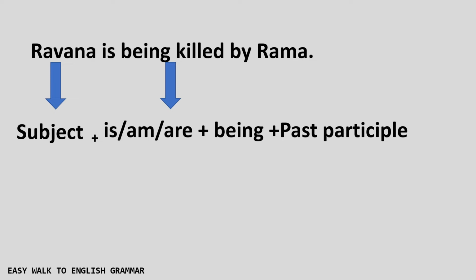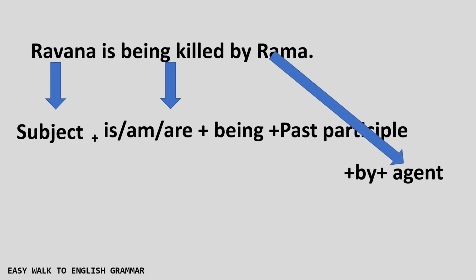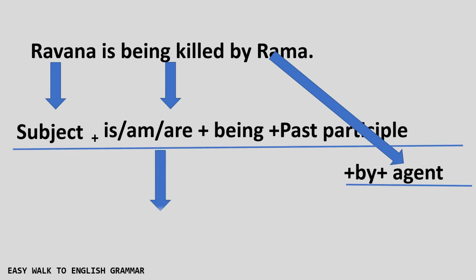being, the second auxiliary. Being is a must in continuous tenses, passive voice of continuous tenses. Being plus past participle form of the verb plus by plus agent. Rama is the agent. The subject of the active voice will become the agent of the passive voice. So this is the format of passive voice in present continuous tense.